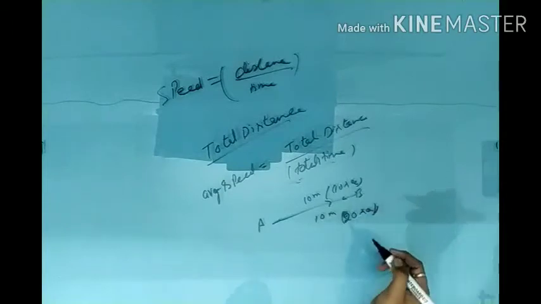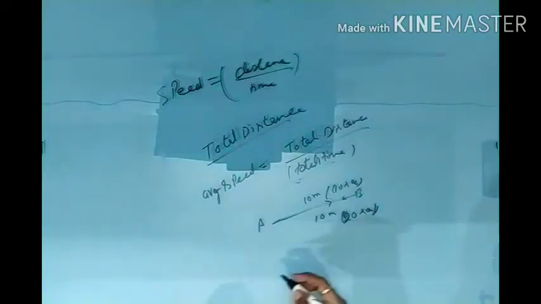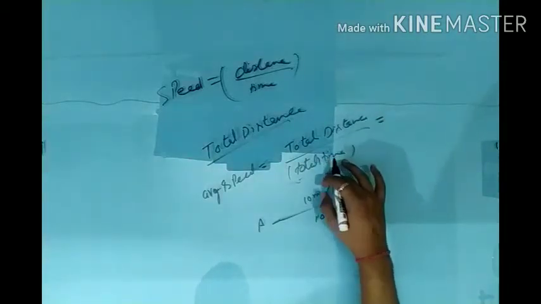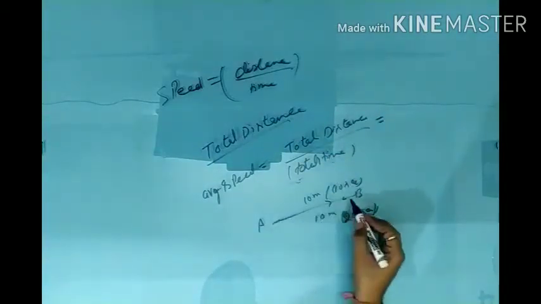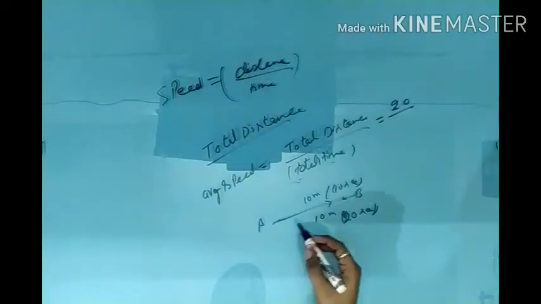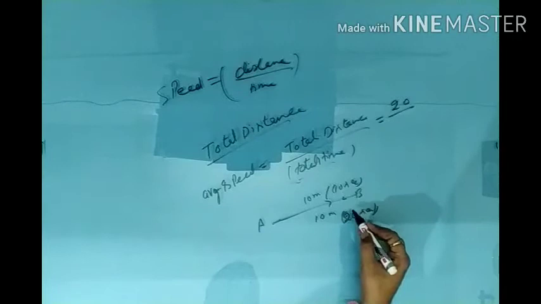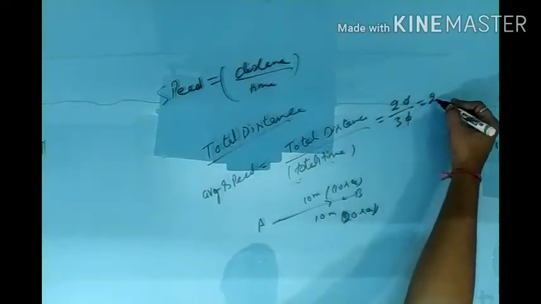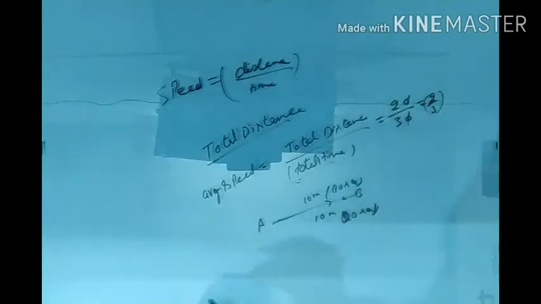Now if we have to find the average speed, we can say that the average speed is equal to total distance divided by total time. Now what is the total distance? It is 10 plus 10, it means 20 meter. Now what will be the time? It is 10 seconds and 20 seconds, it means it is 30 seconds. So the answer is 2 by 3. It means we can calculate the average speed by finding total distance and total time.